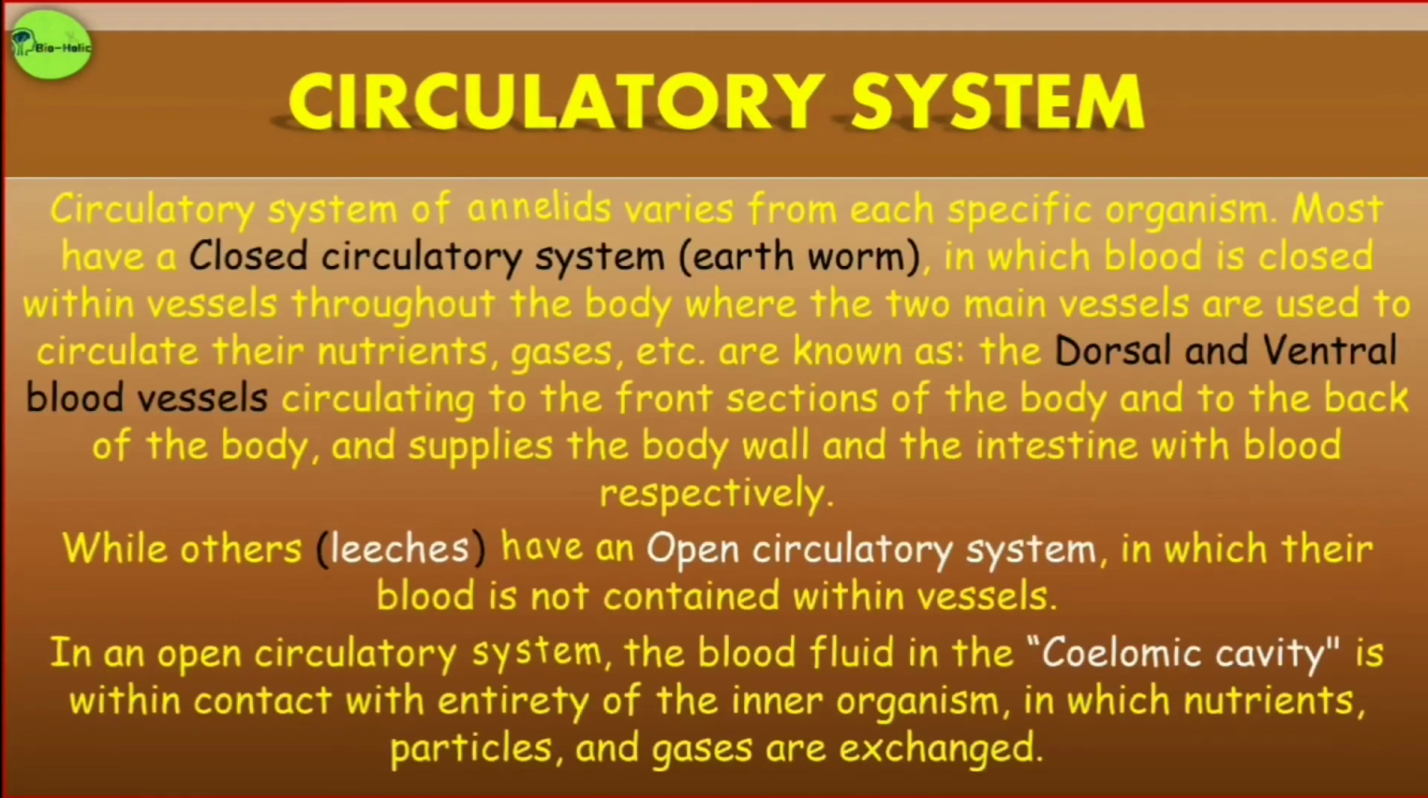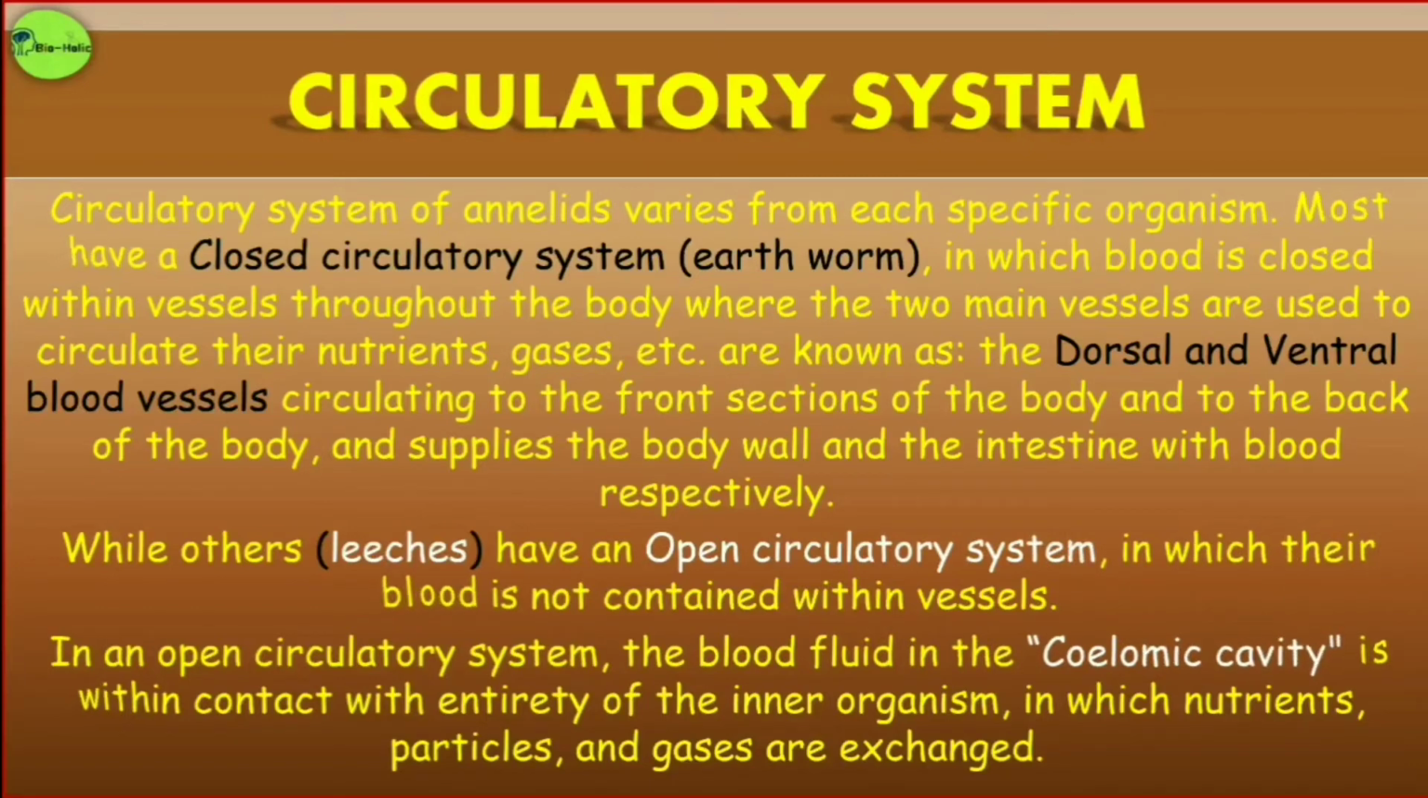Now the circulatory system. So the circulatory system of annelids varies from organism to organism. Most of them have a closed circulatory system, like the earthworm, in which blood is enclosed within vessels throughout the body, where two main vessels are used to circulate nutrients, gases, etc.